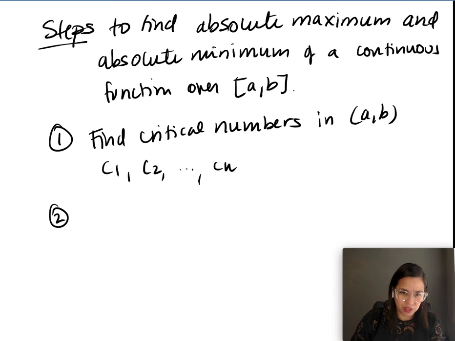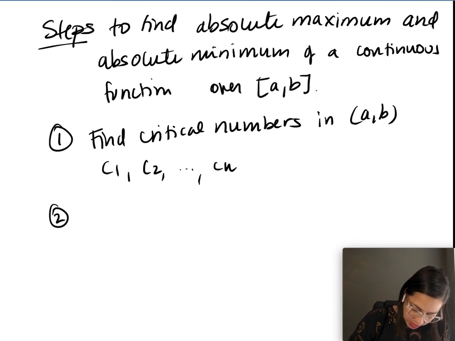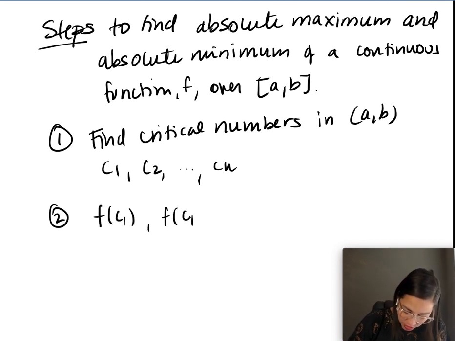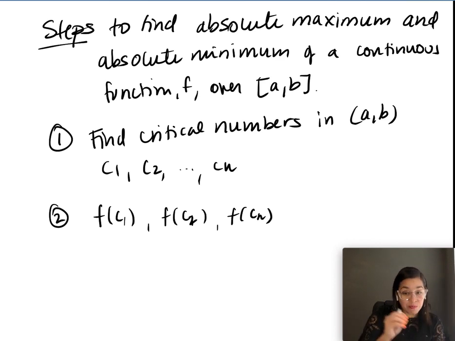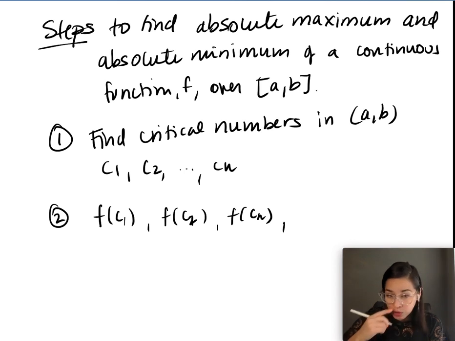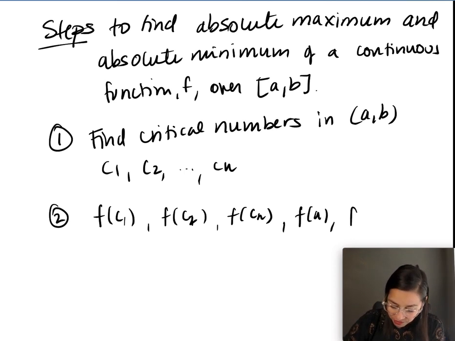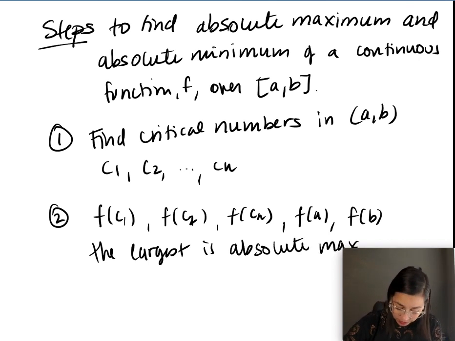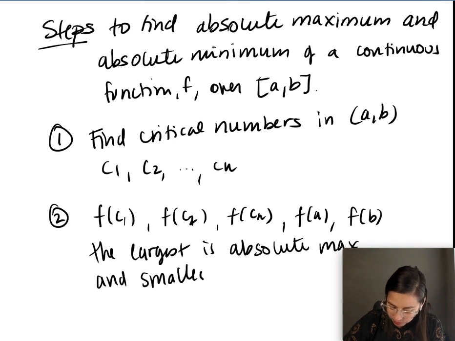Step two, I'm going to call the continuous function f so that I can write this easier. In the second step, you substitute every single critical number that lives between A and B into the function, and you also do f of A and f of B, meaning you plug the endpoints into the function. Then the largest is your absolute maximum, and the smallest is your absolute minimum.